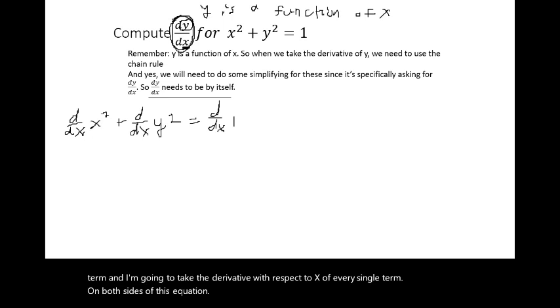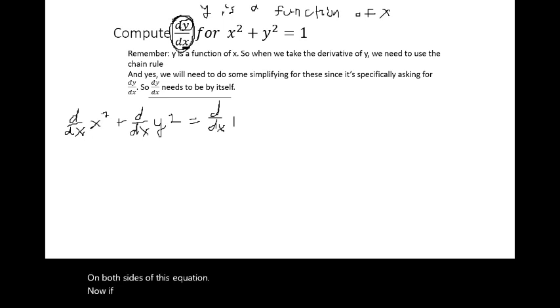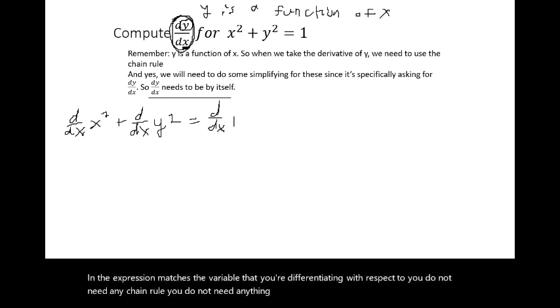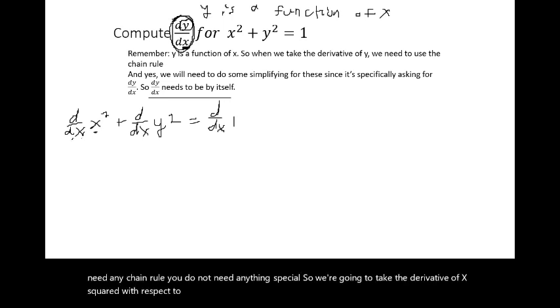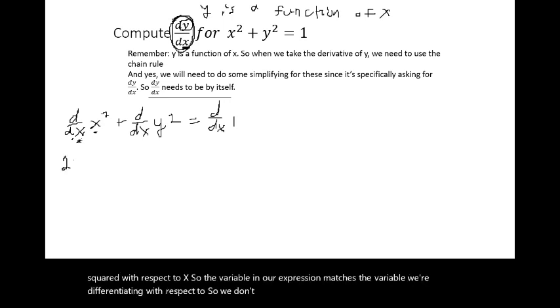Now, if the variable in the expression matches the variable that you're differentiating with respect to, you do not need any chain rule and you do not need anything special. So we're going to take the derivative of x squared with respect to x. The variable in our expression matches the variable we're differentiating with respect to, so we don't need anything special, just power rule, derivative is 2x.